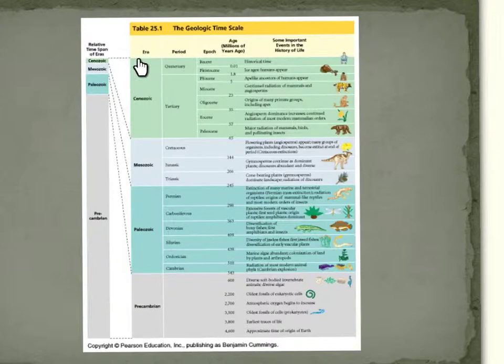You can see the eras are divided up into periods. Each period is divided up into an epoch. And you see that during each time that something significant happened, and that was outlined in there in each one. You can also see that we are currently in the Cenozoic era. That is the most current one.